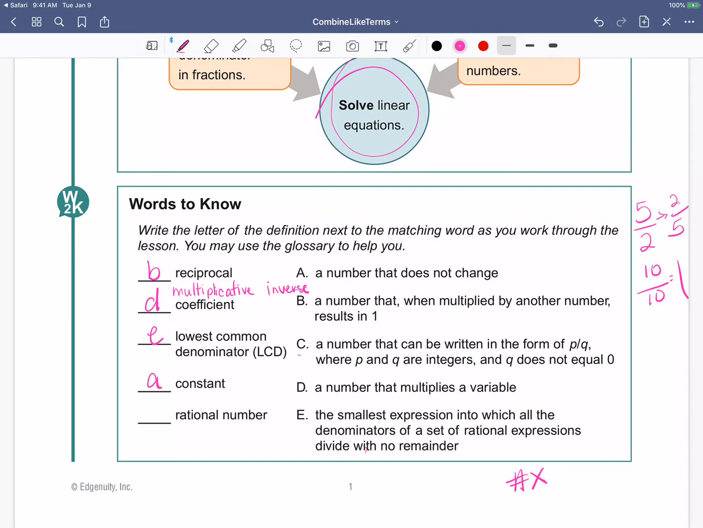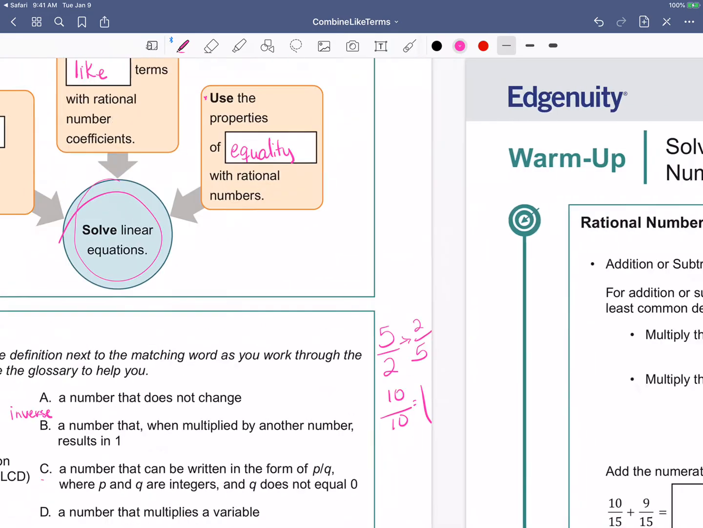It is constant. A rational number is a number that can be written in the form of p over q, where p and q are integers and q does not equal 0. Basically, it's just a number that you can write as a fraction, okay? If we remember all of our irrational numbers, you can't put them into a fraction form, which is why they are irrational.